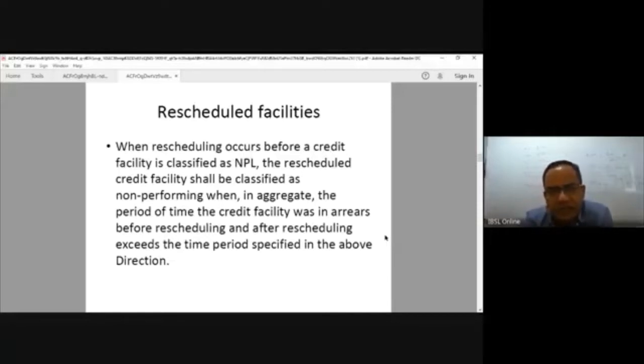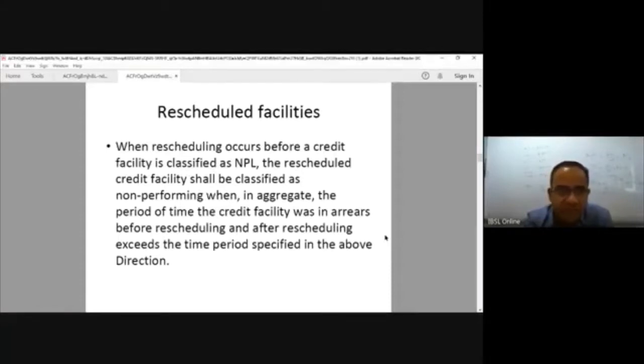Rescheduling and the time calculation is important. When you are rescheduling, what was scheduled is not working, so you go and reschedule the payment. That's what rescheduling is. So consider when rescheduling occurs before a credit facility is classified as NPL.